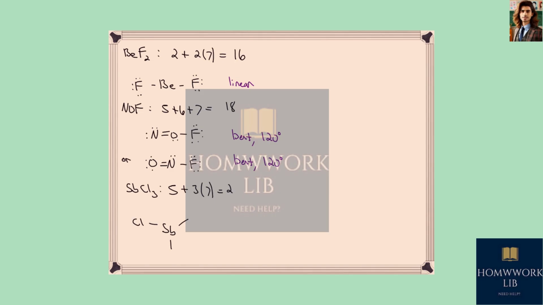If we then bond each chlorine to antimony and then give each chlorine 3 lone pairs for an octet, that's 24 valence electrons. Then we have enough to give antimony a lone pair, so it has an octet. Now we have 4 electron groups, 3 of which are bonding, 1 is a lone pair. When we have 4 electron groups, 3 bonding, 1 lone pair, then that gives us a tetrahedral electron group geometry, and we get a trigonal bipyramidal molecular geometry.